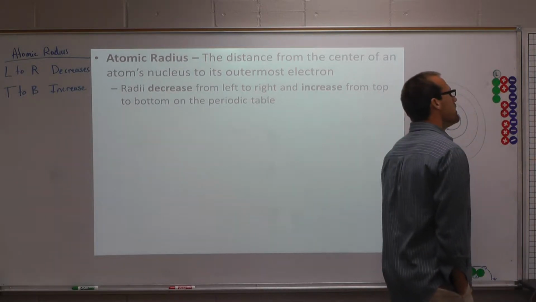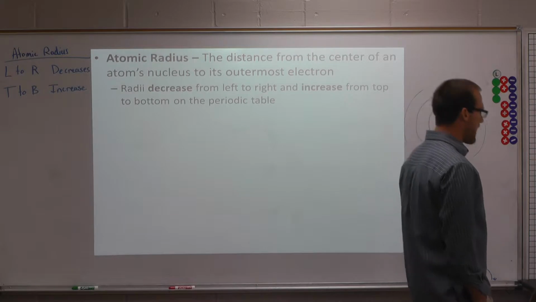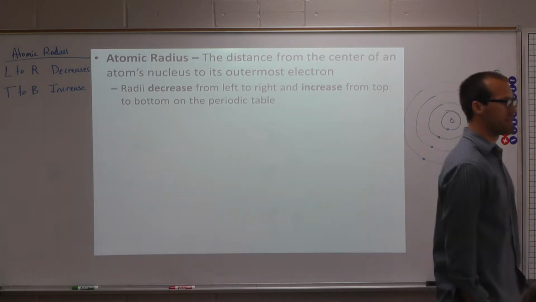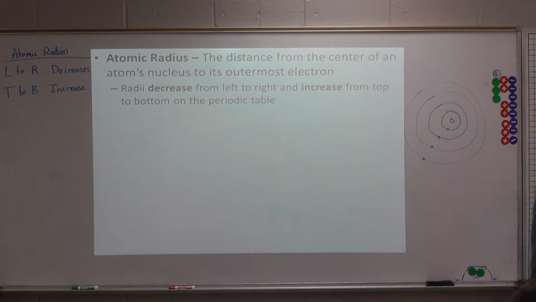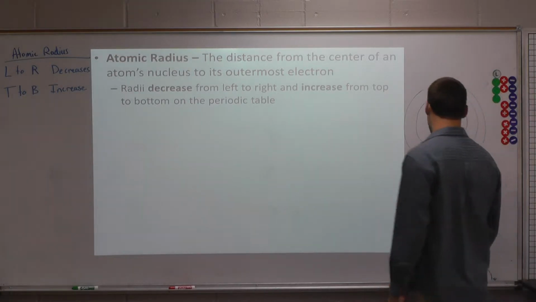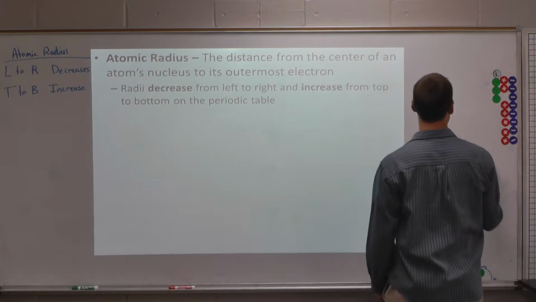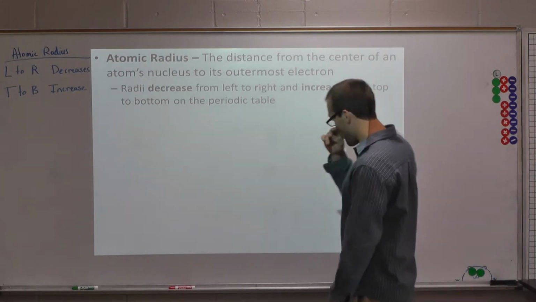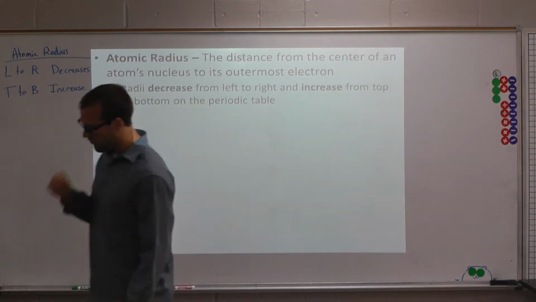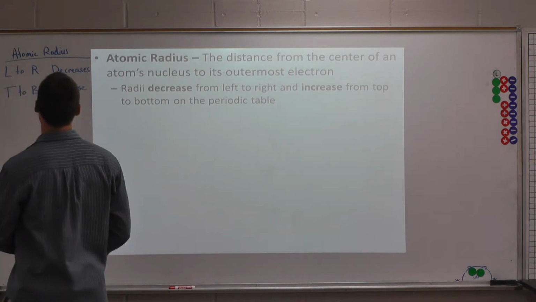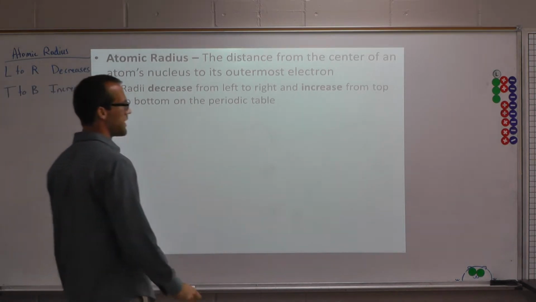Okay? So, top to bottom, adding energy levels, getting further away from the nucleus, the radius increases. That makes sense. Yes? Okay. Sure. All right? The left to right is a little bit more tricky to understand, I shouldn't have erased that. It says as I go from left to right, the radius what?